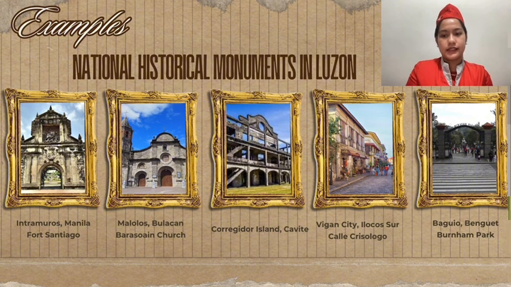The fifth one is Baguio, which is located in Benguet. The mountain resort city was the summer capital of the Philippines during the Spanish and American colonial periods. It is known for its cool climate, pine forests, and historical landmarks such as Burnham Park and the Mansion House. These are just a few examples of the many historical monuments that can be found in Luzon. Each monument tells a unique story about the Philippines' rich history.